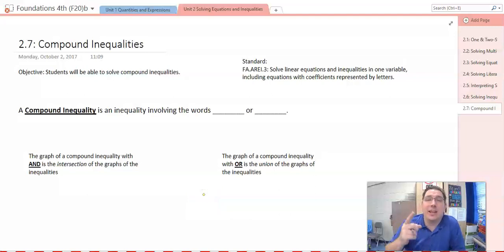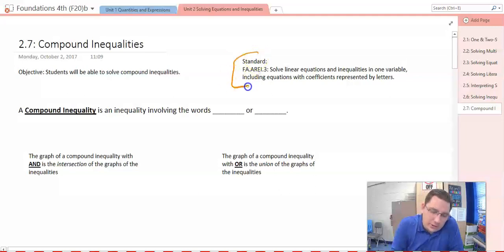Hey there, y'all. Today we're going to look at 2.7 on compound inequalities. And in this section, the objective is that you'll be able to solve and write compound inequalities. And we're continuing under the standard that we've been working on most of this unit, AREI3, on solving linear equations and inequalities in one variable.